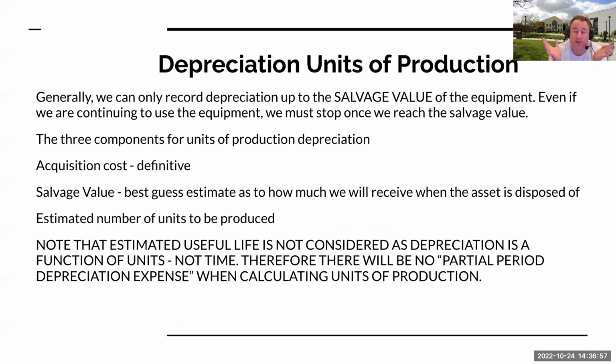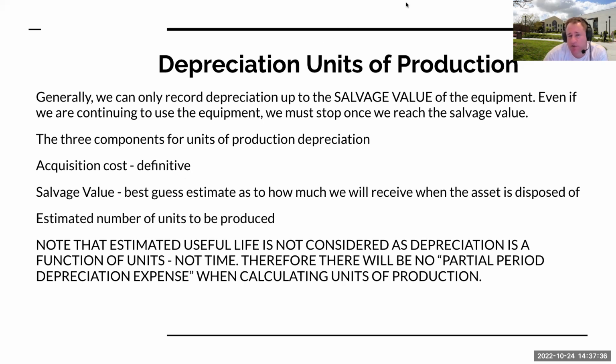When we're dealing with units of production, the thing I want you to understand is that this is not a function of time. So there's going to be no partial period depreciation expense, similar to straight line or double declining balance. With this one, it's purely going to be based on units produced. We've got acquisition cost, salvage value, and the estimated number of units to be produced. Estimated useful life is not considered here. This is depreciation based on a function of units being produced.